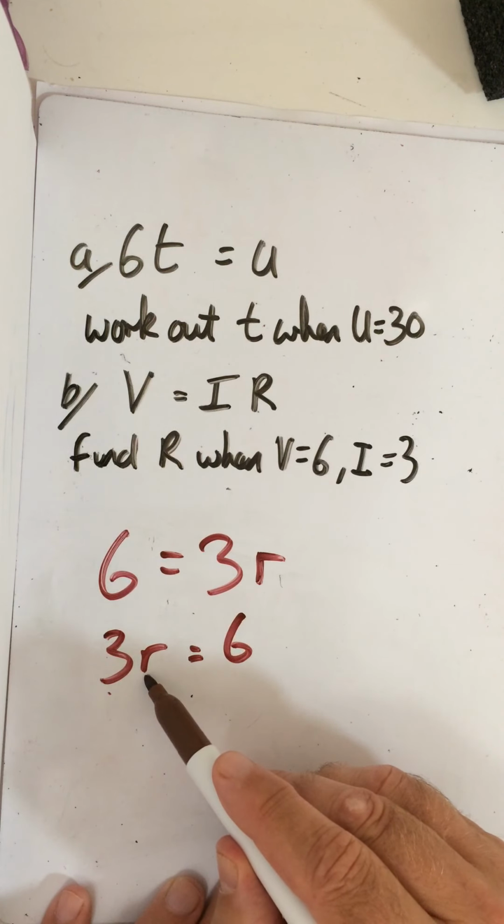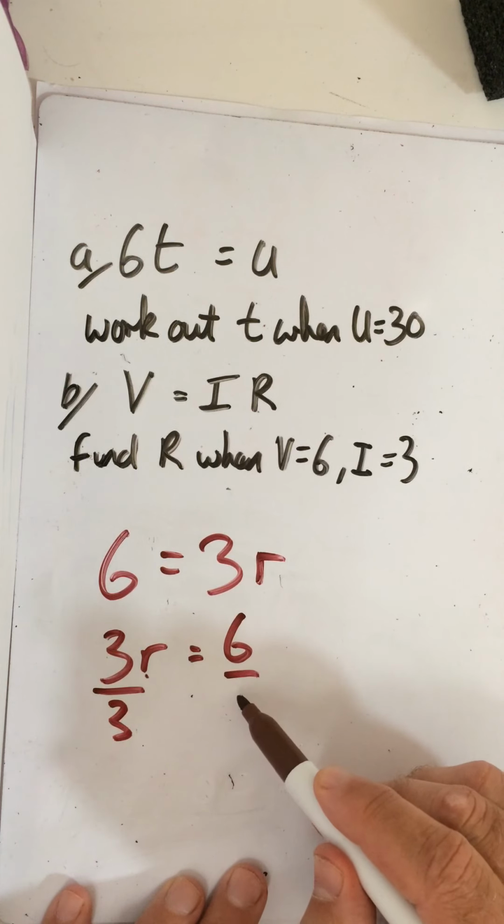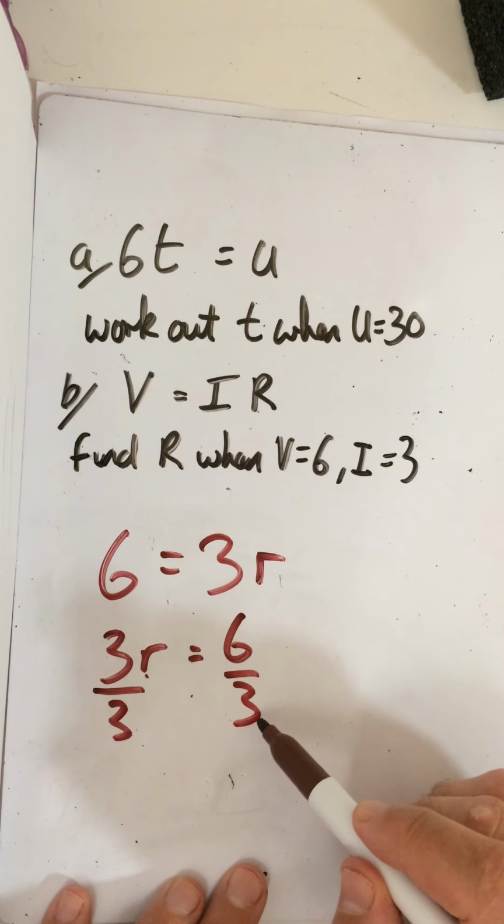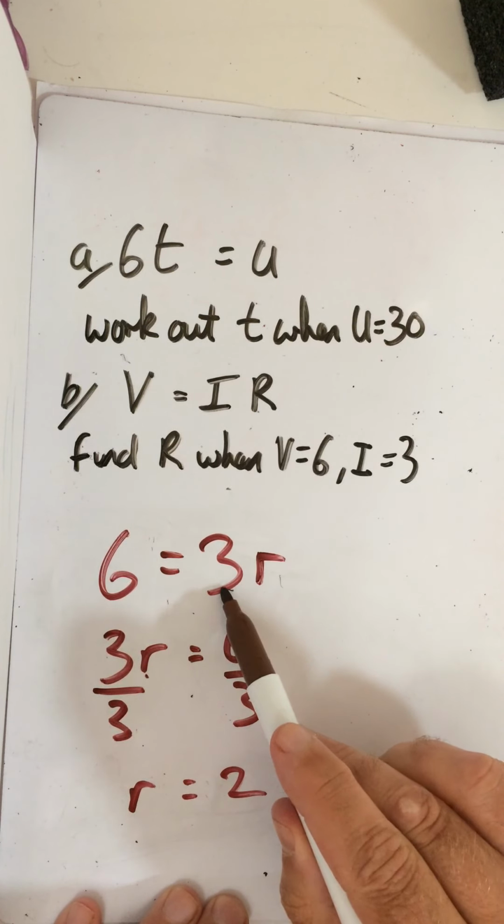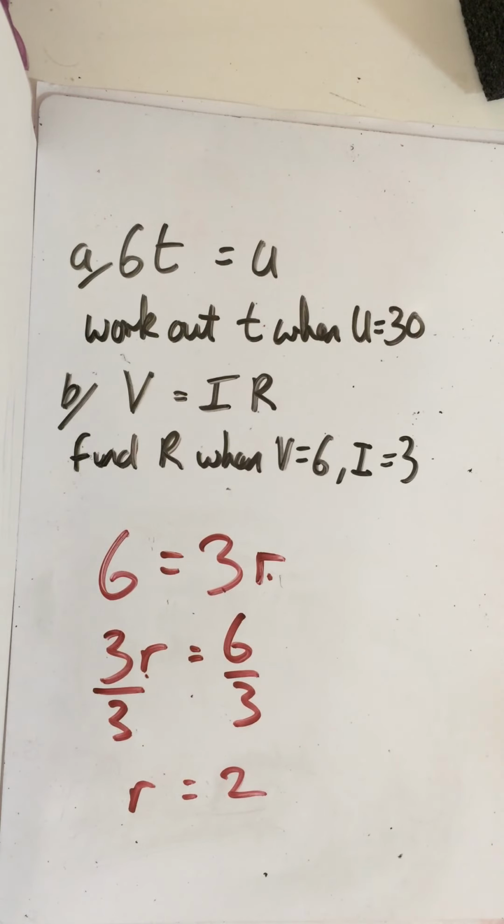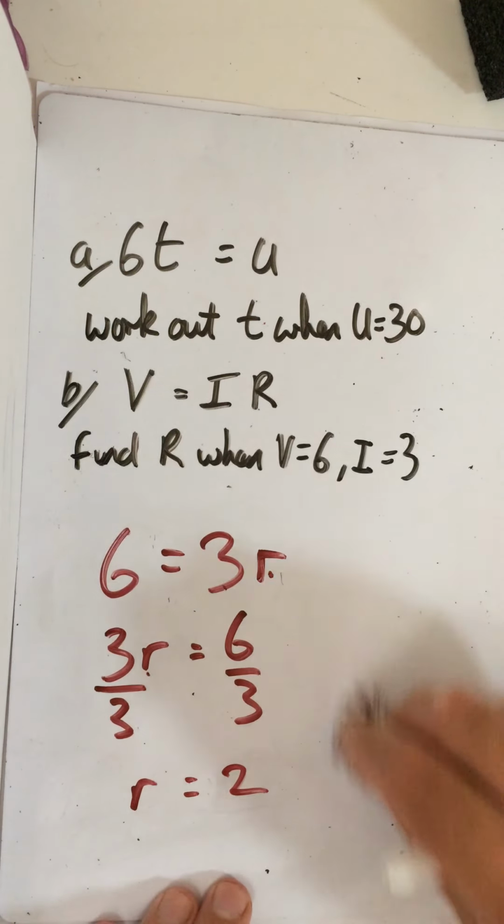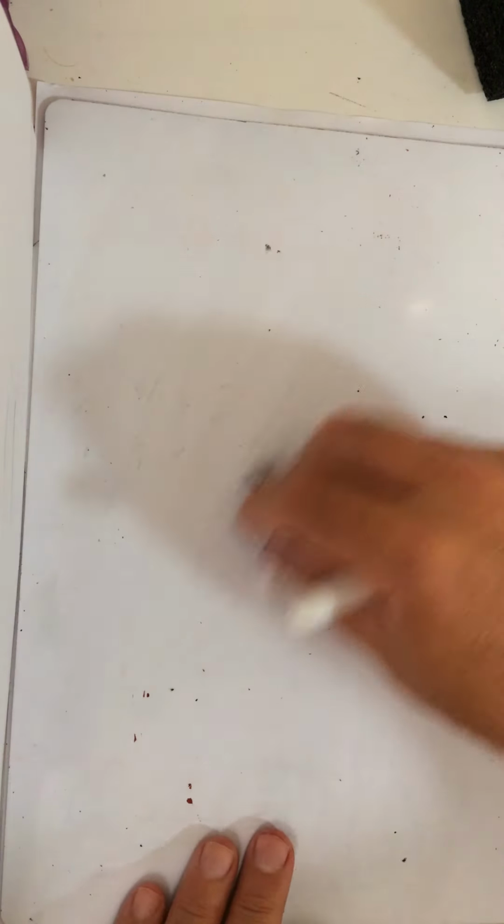So we've got 3 times R, that means we're going to divide it by 3. Because it's the balancing method, we divide this side by 3. R is equal to 2, and we know 3 times 2 is equal to 6, isn't it? Hopefully that's okay, and a little bit of revision on how we did the one-step problems. We're going to go into two-step problems today. Sorry, three-step problems.